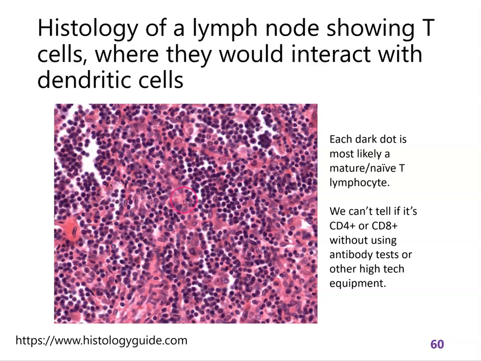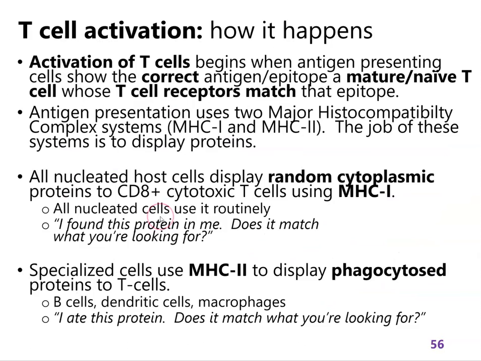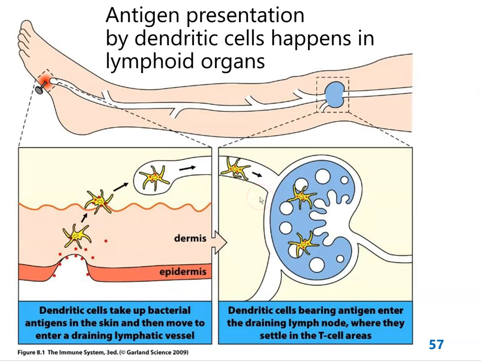Here are T cells in a lymph node, and each little dark dot is a T lymphocyte. And so, which one gets activated? Well, remember, each one has 100,000 copies of its T cell receptor. And when a dendritic cell moves through, it very quickly shows lots of different T cells its epitopes, as quickly as it can. So here we are, T cell activation. So that's how helper T cells and cytotoxic T cells get activated.